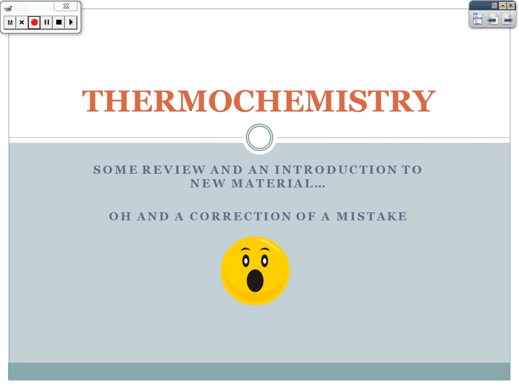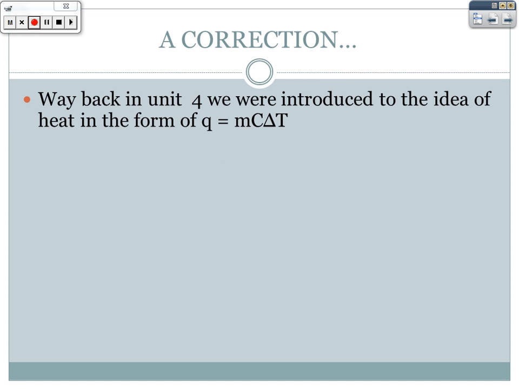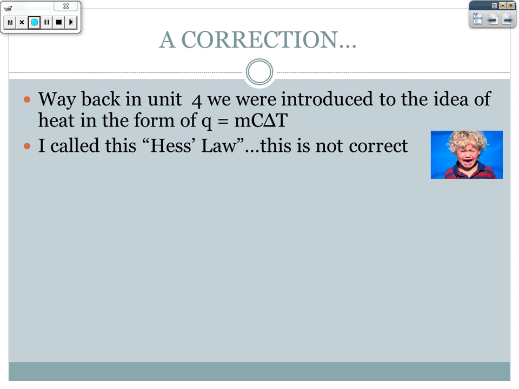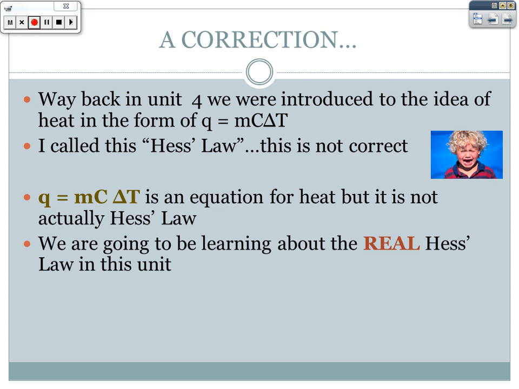But first of all, we need to talk about an error of mine, and we're going to make a correction for it. So let's start with that correction. Way back long ago, in Unit 4, we were introduced to the idea of heat in the form of Q equals mc delta T. Now, I called this Hess's law. This is not actually correct. Q equals mc delta T is an equation for heat, but it is not actually Hess's law. We're going to be learning about the real Hess's law in this unit.